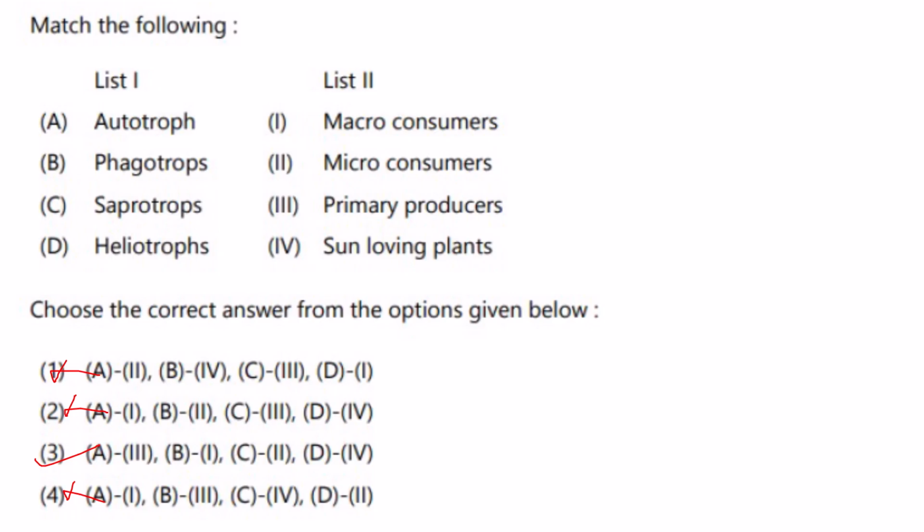Phagotrophs are nothing but your macro consumers, and they are your herbivores, carnivores, omnivores. All these will come under macro consumers or phagotrophs. And saprotrophs are your decomposers, so they are your micro consumers, that is your bacteria and fungi. So B will be 1, C will be 2. B1, C2. Okay. Heliotroph, helio means sun, so it is related to sun. So it will be sun loving plants. So D will be 4. Answer will be option 3.